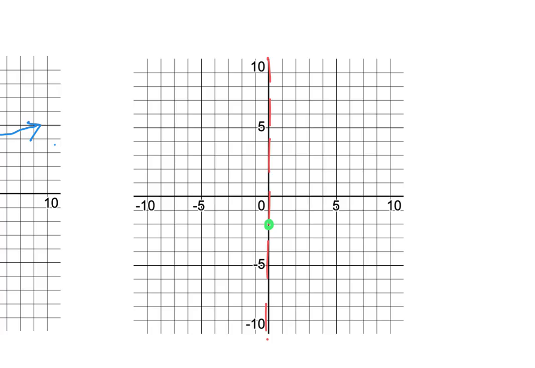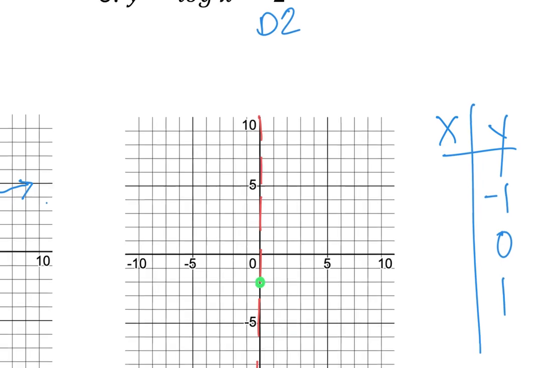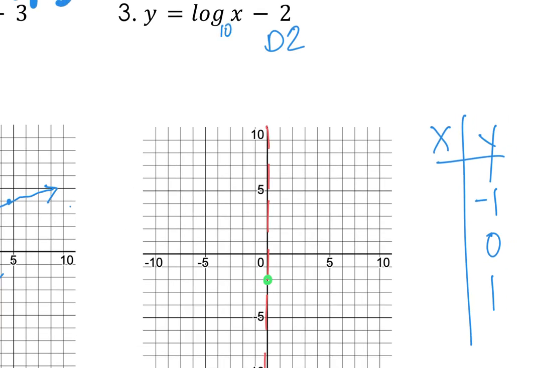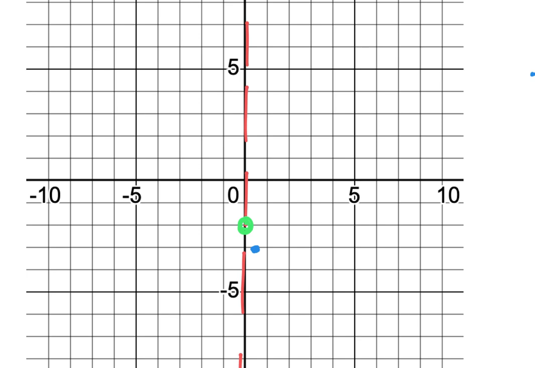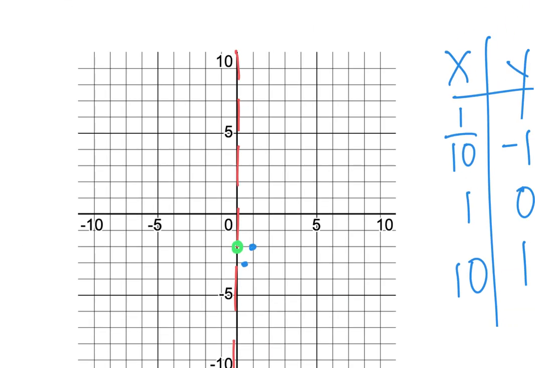Let's get our x and y values here. So we know y is -1, 0, 1. Then we have 1 over the base. Our base here is 10. So we have 1 over 10, 1 and 10. So let's go 1/10 of the way over, down 1, about right here. Then we have 1, 0, and 10, 1. So let's go over 1, 2, 3, 4, 5, 6, 7, 8, 9, 10, and up 1. Good. So now we have our 3 points. Let's connect those. Do your best to connect them. They're kind of far apart. All right. And we have those.